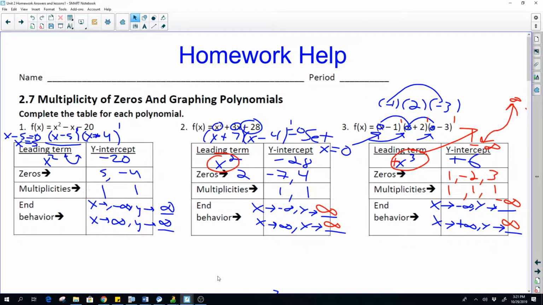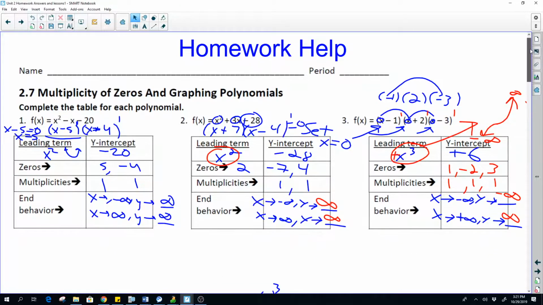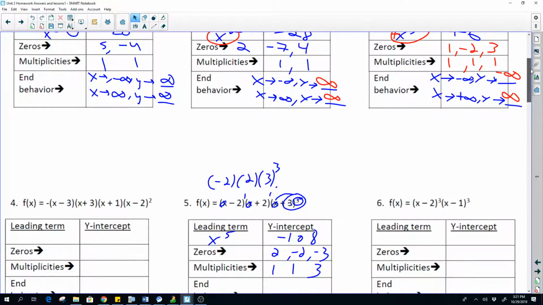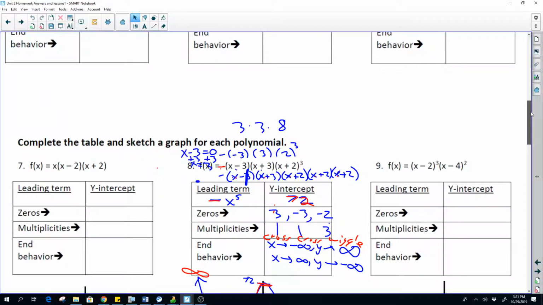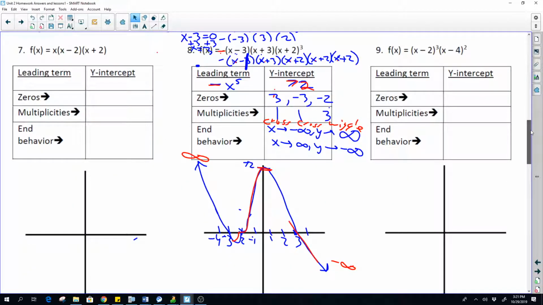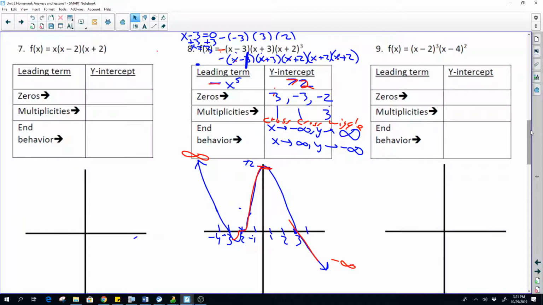We're going to be helping you with assignment 2.7, multiplicities of zeros and graphing. Here's number 1, 2, and 3 that we probably did in class to help you. We're going to help you on some other ones, specifically the graphing part this time. So maybe we'll help you with number 9. Let's take a look.